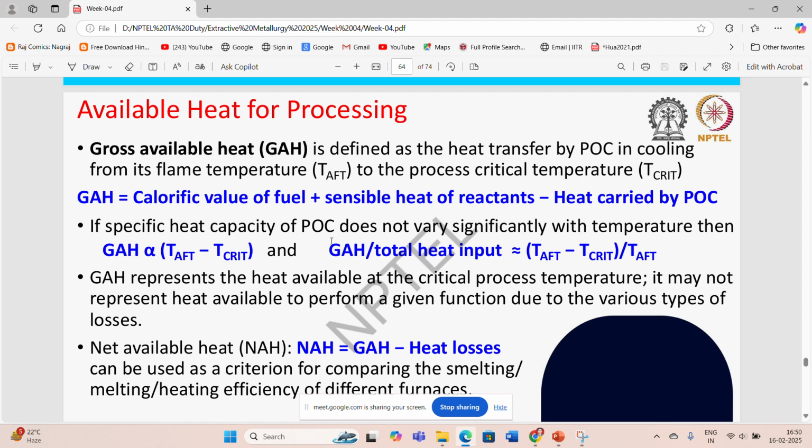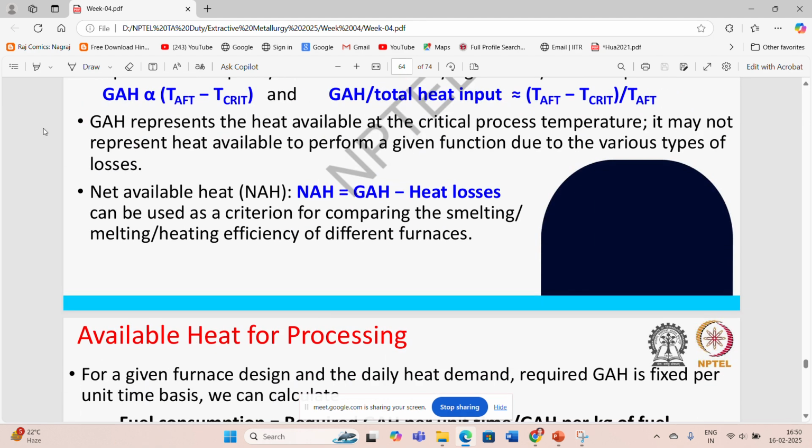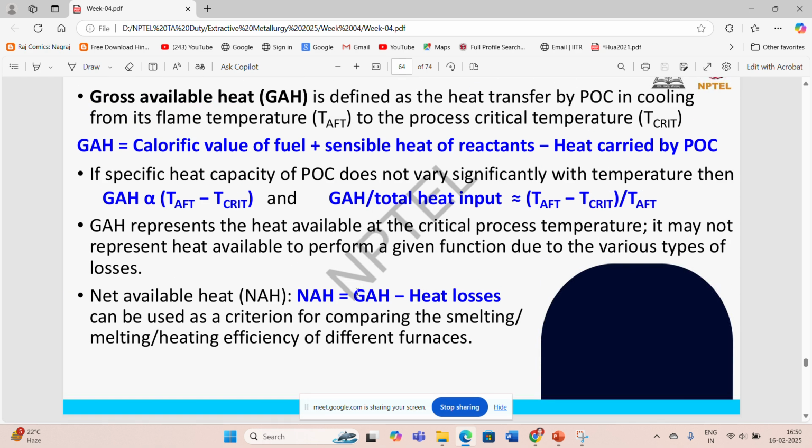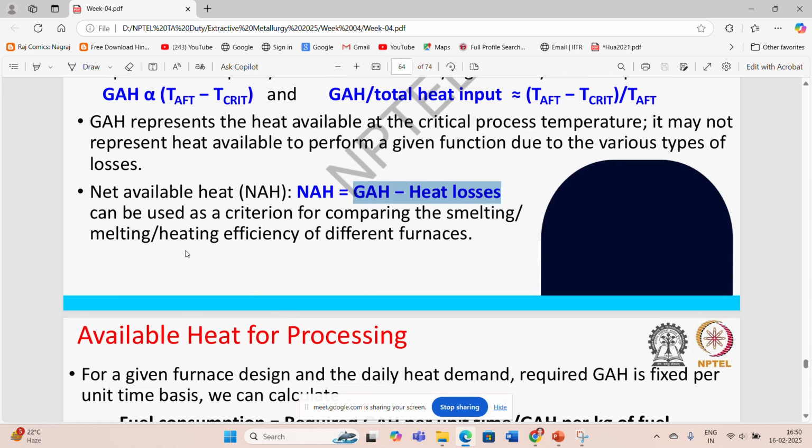Okay. Net available heat can be defined as gross available heat minus the heat losses that occur during the furnace operation. So the net available heat can be calculated as GAH minus whatever the heat losses are. It can be used as a criterion for comparing the smelting, melting or heating efficiency of different furnaces.